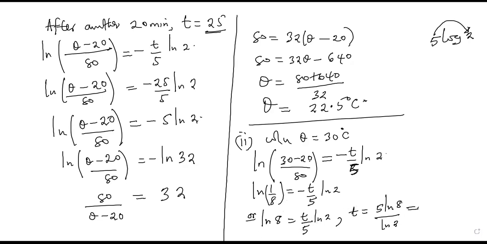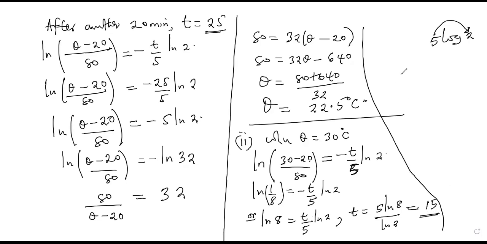So what is 5 ln 8 over ln 2 on the calculator? You get 15. So you'll tell me it takes 15 minutes for the body to cool to 30. You just reason those intervals.